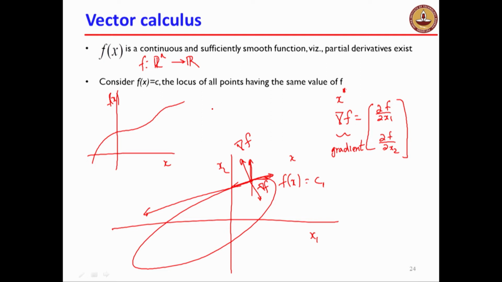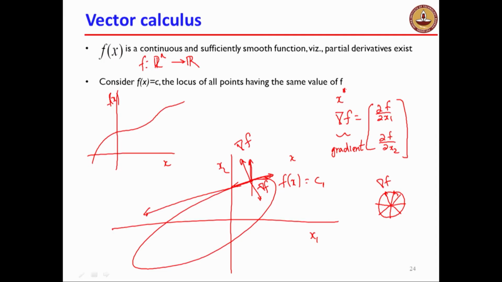Another way to think about this is, if you are at this point and you draw a circle of some small radius, and then you go along different directions like this, and you record what has happened to the value of the function. If you compare the function value at the other new points, had you gone along the gradient, the function value would have increased the most. If you had gone along the negative of the gradient, the function value decreases the most. So the gradient is the steepest ascent direction, and the negative gradient is the direction of maximum decrease locally, which means I am allowed to make only very, very small changes.